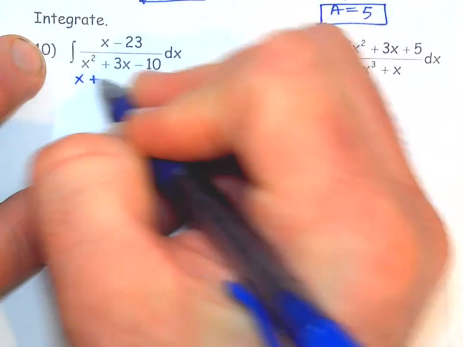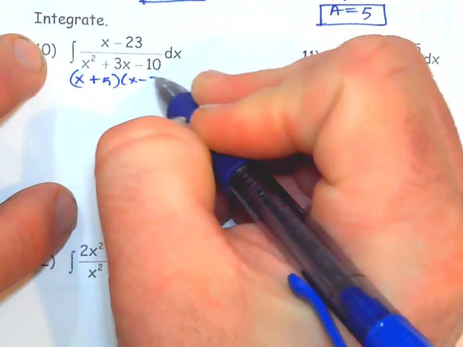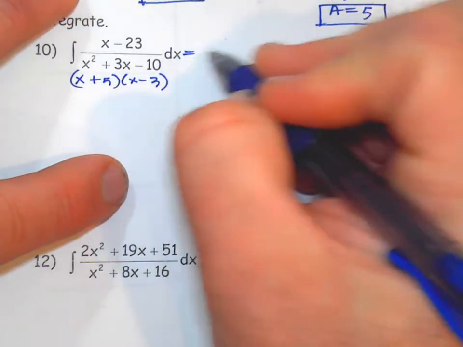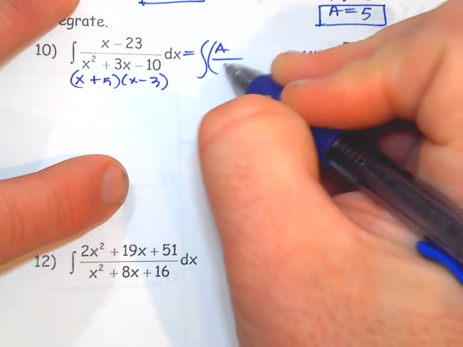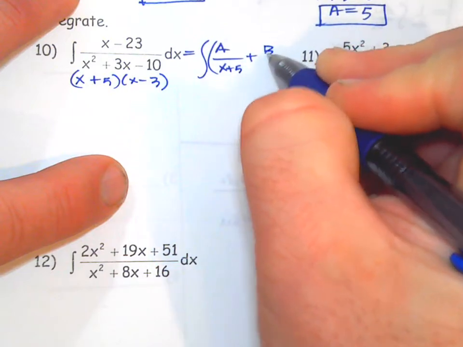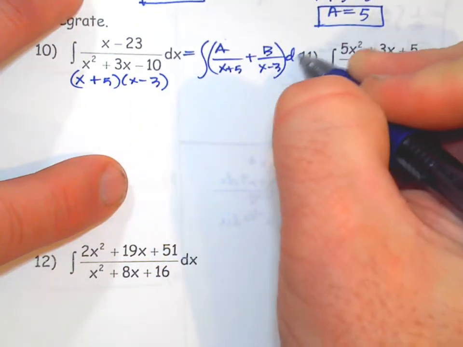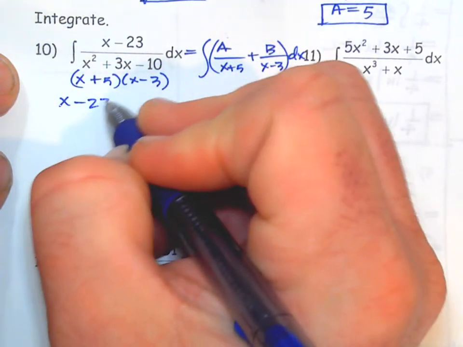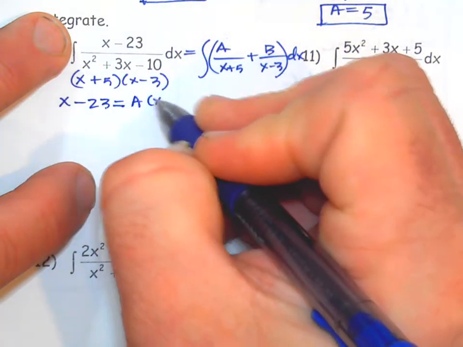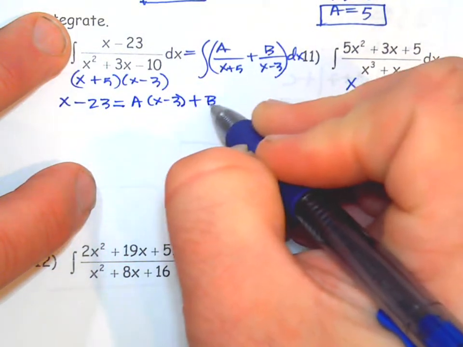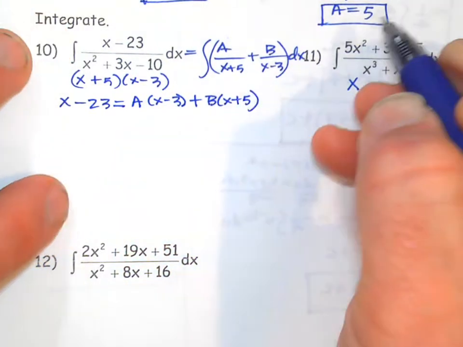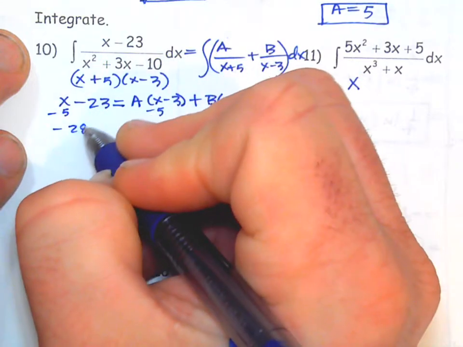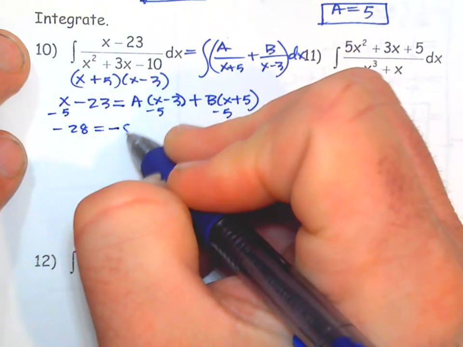So x plus 5, x minus 3. So it's going to be a over x plus 5 plus b over x minus 3. Multiply 3 by the least common denominator. Get rid of either one this time. So it's going to be negative 28 equals negative 8a.